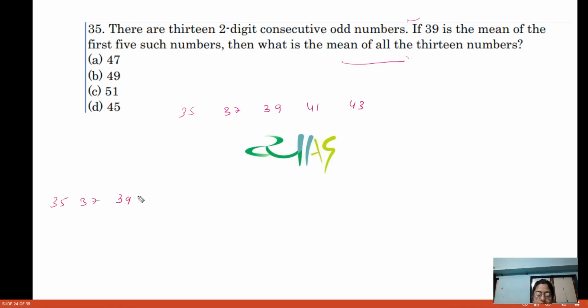Okay, adding 8 more numbers after 43. Which numbers will come? 45, 47, 49, 51, 53, 55, and after 55 we have 57, 59. So how many numbers are these? 1, 2, 3, 4, 5, 6, 7, 8, 9, 10, 11, 12, 13. We have exactly 13 numbers.